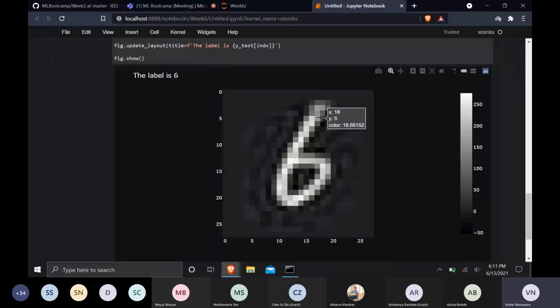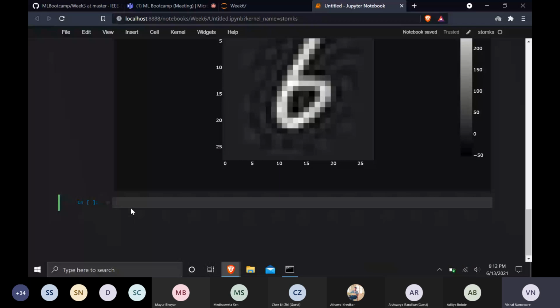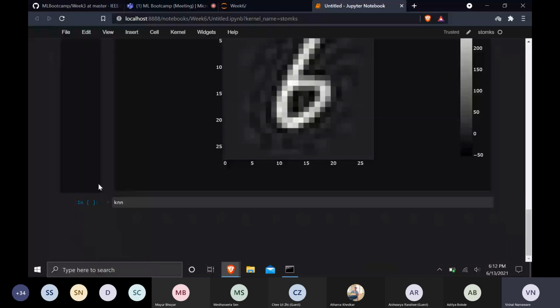So after this, we are going to fit our k-nearest neighbor models with this PCA decomposed data. Again, like before, I'm just going to copy: Control A, Control C, Control A, and Control V. Right, guys, please don't judge me. This is the easiest way.